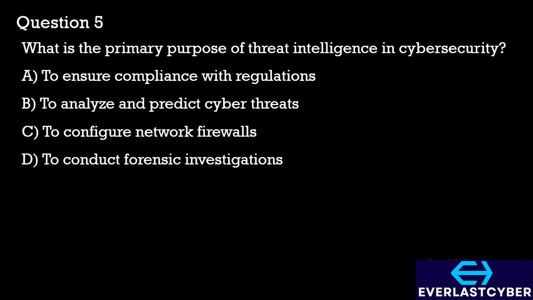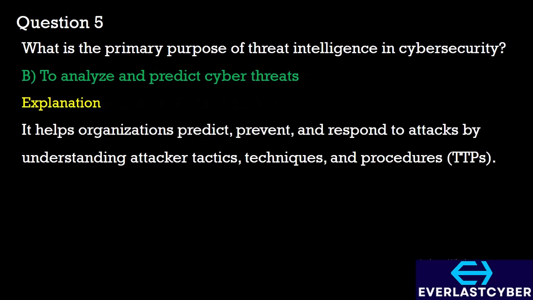Firewalls use predefined rules to block unauthorized access, while threat intelligence helps to identify evolving threats beyond firewall rules. In option D, digital forensics analyzes past security incidents, while threat intelligence focuses on predicting and preventing future threats. So, the primary purpose of threat intelligence in cybersecurity is to analyze and predict cyber threats, and that is option B.